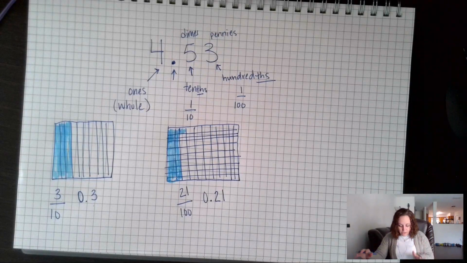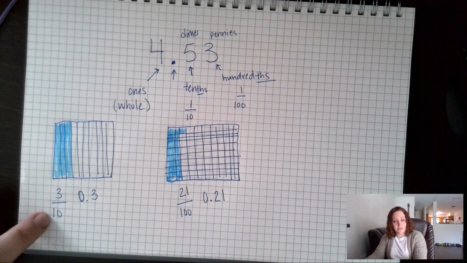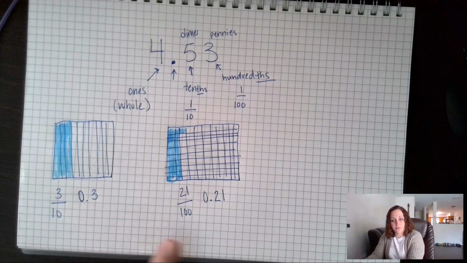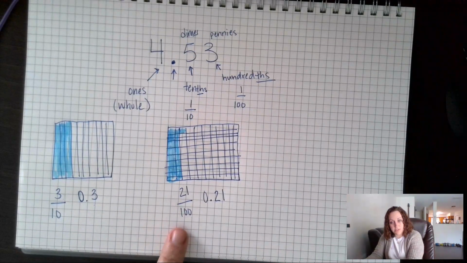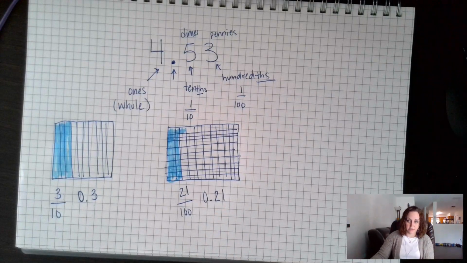You're simply going through and looking at how many are shaded in. If it's out of 10, the 10 goes in the denominator and it goes in the tenths place. If it's out of 100, a 100 goes in the denominator and it looks a lot like you're writing money, because there's 100 pennies in a dollar.